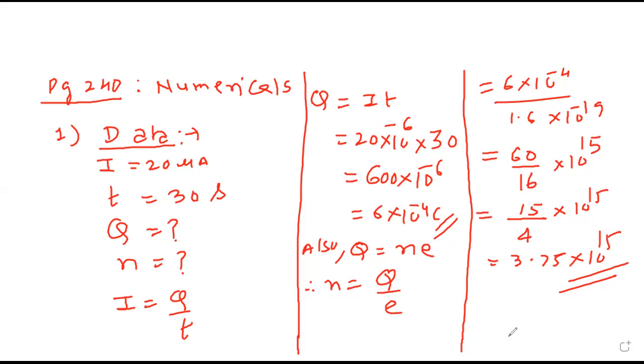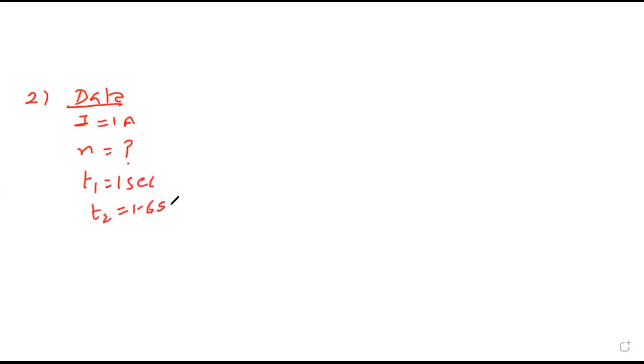Completed first one? Yeah. Okay. Second sum. Current of 1 ampere, I equals 1 ampere, flows through a conductor. How many electrons, n is number of electrons, pass through a cross section per second and in 1.6 second? Okay, number of electrons we want in time 1 second and in time 1.6 second.